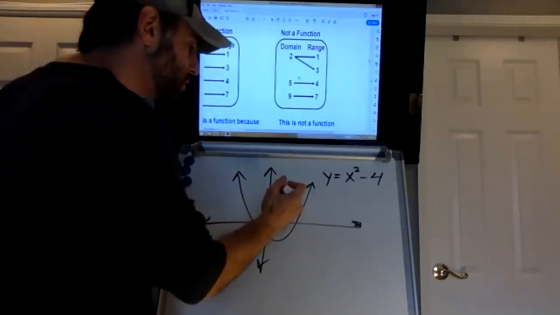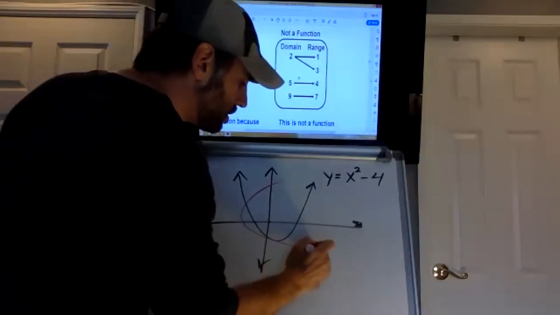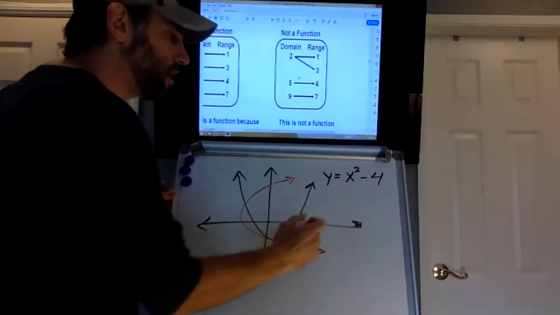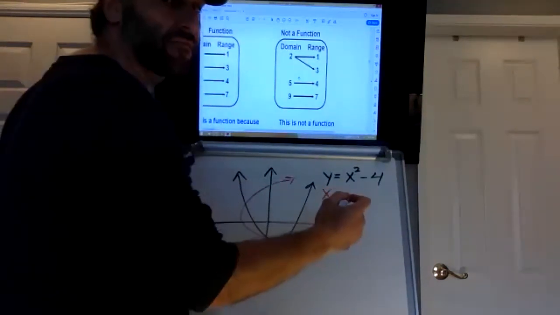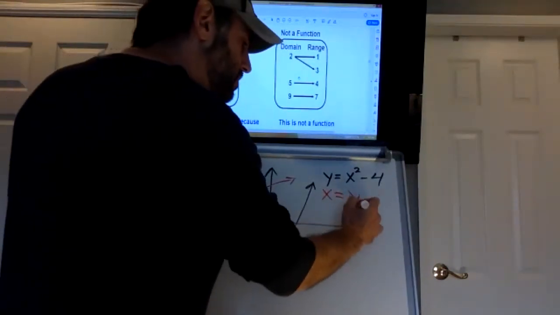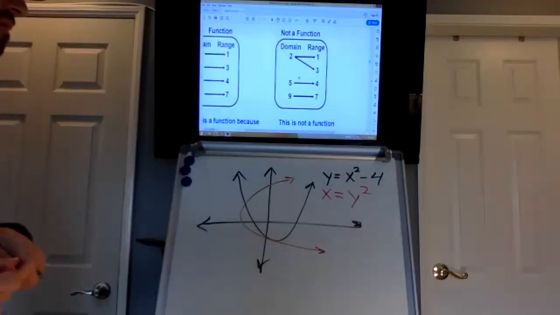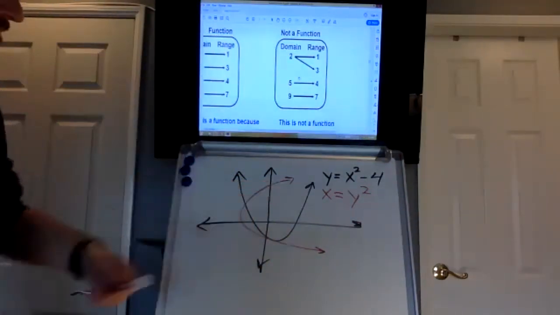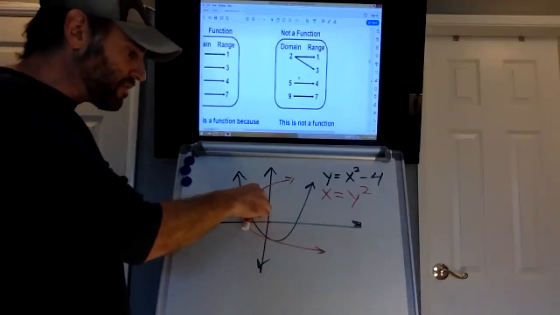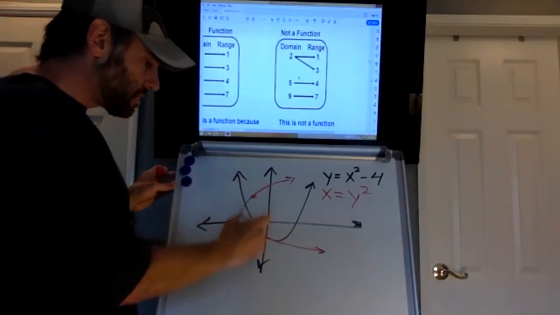Because it never ends up going straight up and down, it is a function. What about this? Does it end up going straight up and down? Now watch this. What if x is equal to y squared? That's not a function. It turns it on its side. Now you fail the vertical line test, because that's more than 1 point.